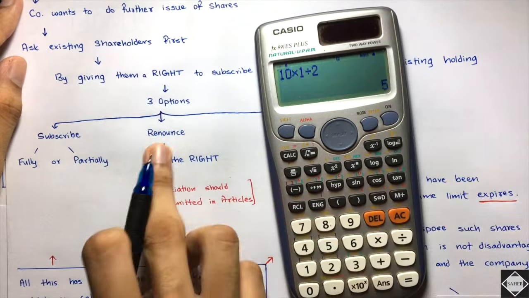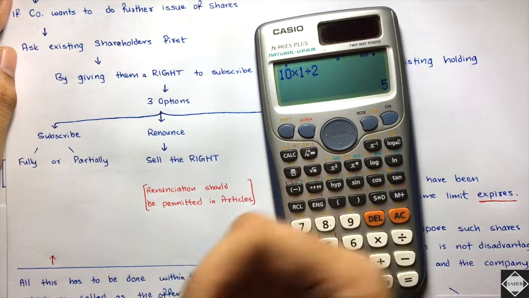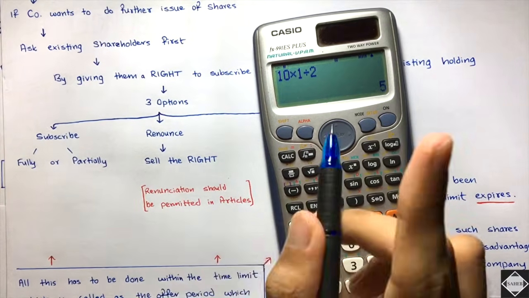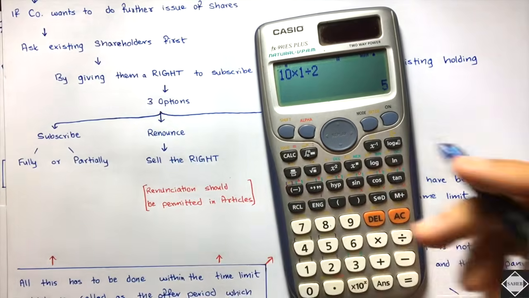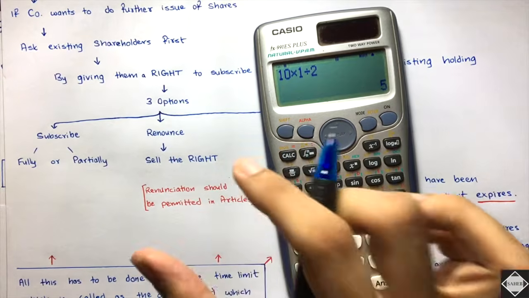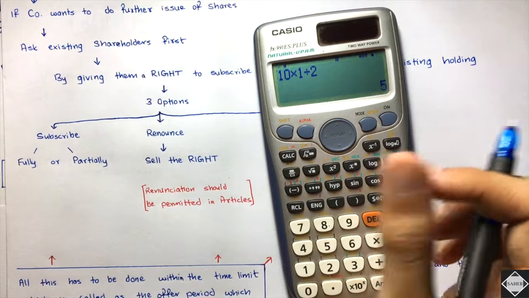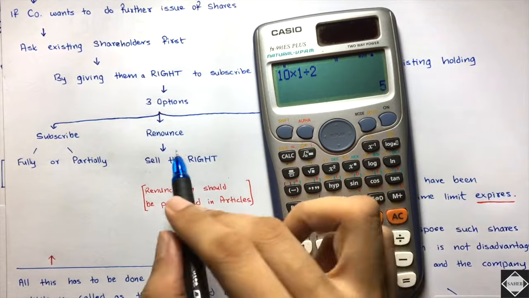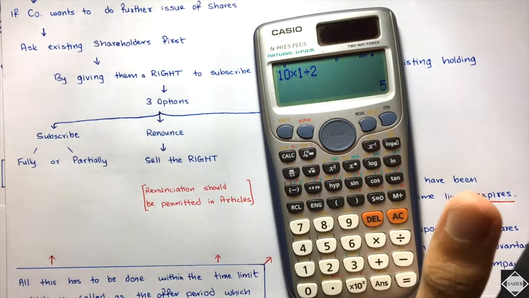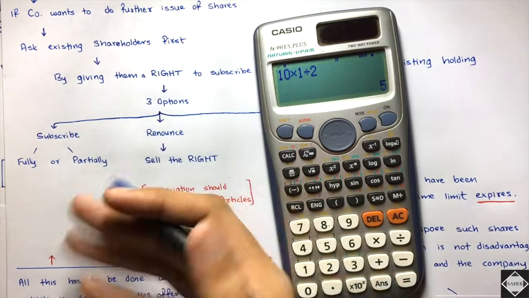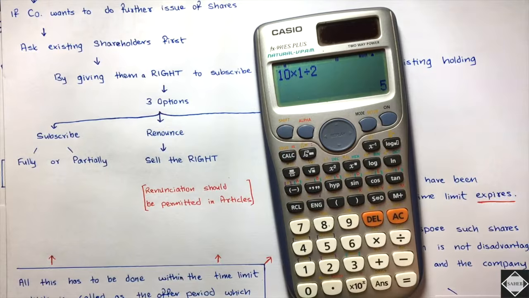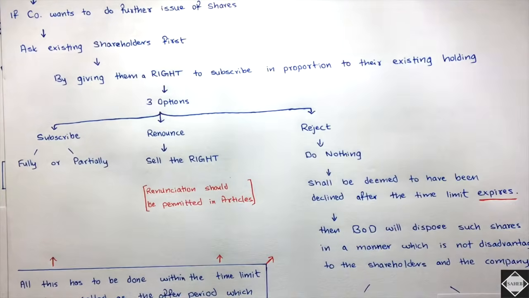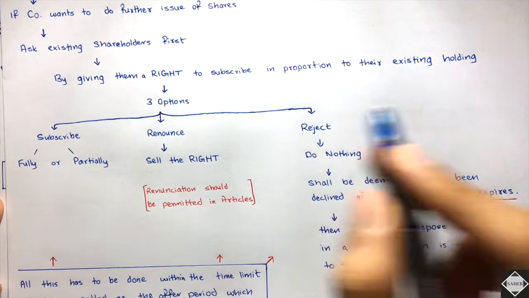Now, renunciation is what? Selling the right. When you are selling the right, you will sell it at its value of right, and you should know how to calculate the value of right. We'll discuss that, don't worry. And you can sell the right to any person. He or she can be an existing shareholder or another person, a third party also, it doesn't matter. So these are the three options you have: subscribe, renounce, reject.